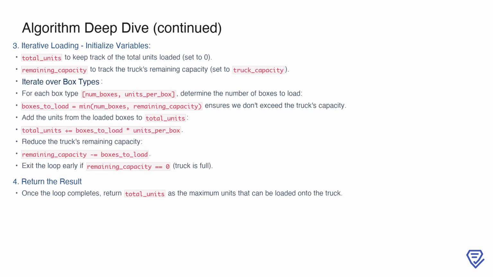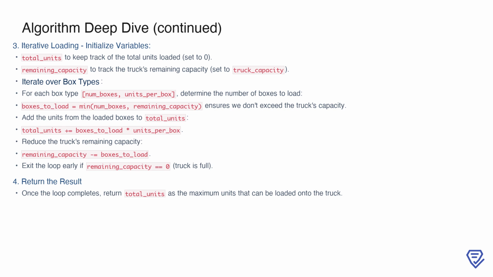Now that the box types are sorted, the next step is to iteratively load the boxes onto the truck. We start by initializing two variables, total_units, which tracks the total units loaded so far, and remaining_capacity, which keeps track of how much space is left in the truck. Both are set to 0 and the truck's capacity, respectively. Then, for each box type, we determine how many boxes to load. This is done by taking the minimum of the available boxes of that type and the truck's remaining capacity.